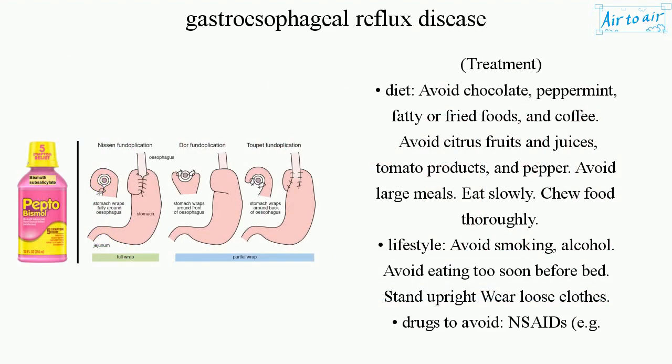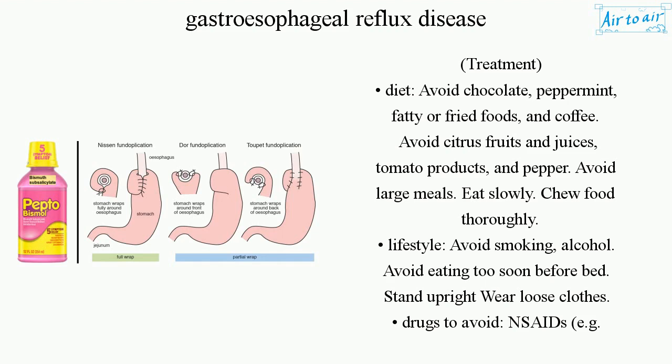Treatment. Diet. Avoid chocolate, peppermint, fatty or fried foods, and coffee. Avoid citrus fruits and juices, tomato products, and pepper. Avoid large meals. Eat slowly. Chew food thoroughly. Lifestyle. Avoid smoking and alcohol. Avoid eating too soon before bed. Stand upright, wear loose clothes.